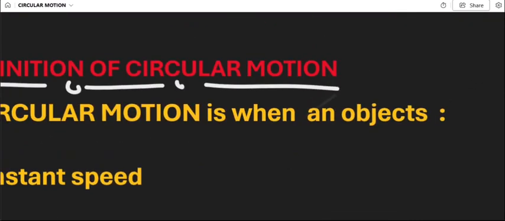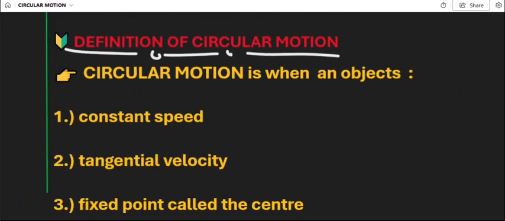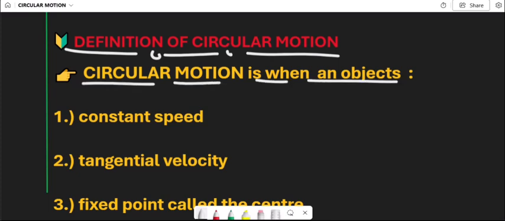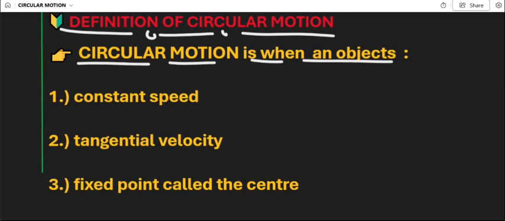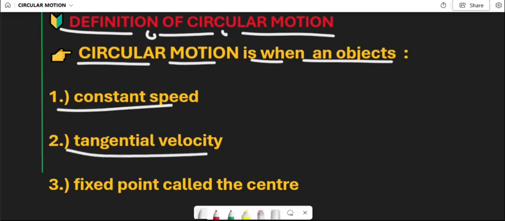Going to the definition. In my definition, I said circular motion is when an object, now there are three things an object that is moving in a circular motion must do. The first thing, it must have a constant speed. Second, it must have tangential velocity, and it must move from a fixed point called the center. So if you want to define a circular motion, you will say circular motion is when an object moves at a constant speed along a tangential velocity from a fixed point called the center.